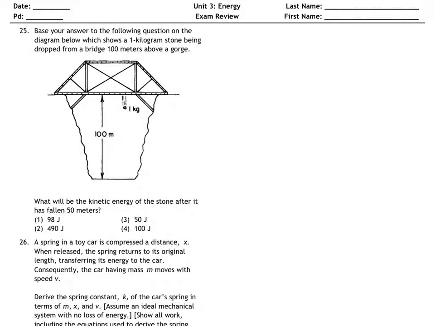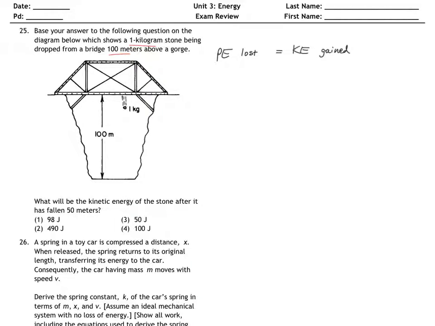Okay, and in 25, it looks like we have an object being dropped from a bridge. The object is 1 kilogram in mass, and the bridge is 100 meters above the ground. So we want to know the amount of kinetic energy after it has fallen for 50 meters. After it has fallen for 50 meters, we can calculate how much potential energy it has lost, and that would be equal to the amount of kinetic energy that it has gained.